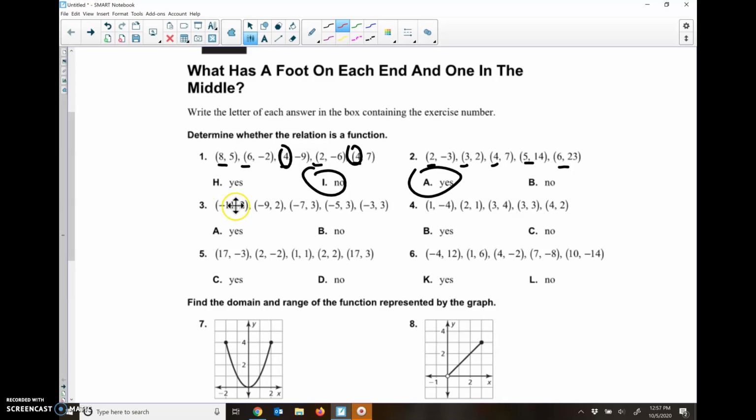Number 3, we got -11, -9, -7, -5, and -3. All those are different, so it is a function. Here we got 1, 2, 3, 3, 4. So we got two 3s here in the x.